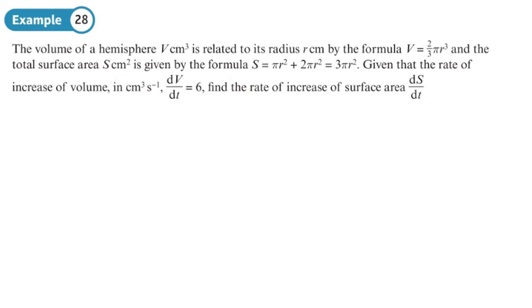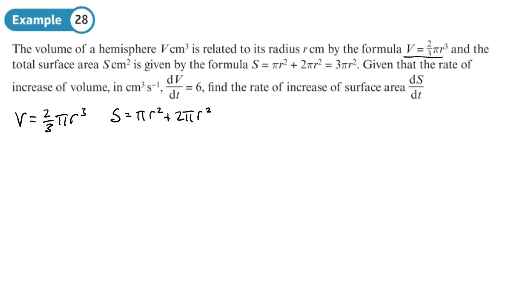Right, there's another one here. We've got the volume of a hemisphere V is this. Now when I do these questions, I write out what I've been given, because it's easy to lose what you've got. So I've been given a formula for the surface area, pi r squared plus 2 pi r squared.